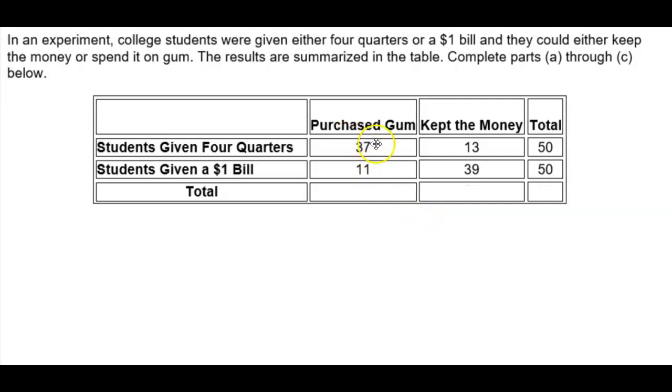Now, the total students who purchased gum, 37 plus 11 is 48. And total students that kept the money is 13 plus 39, which is 52. Now, the overall total, either adding the last row or the last column, is going to give us 100.